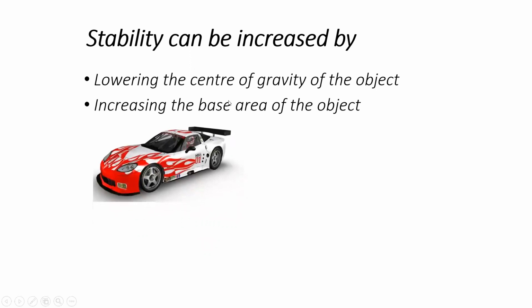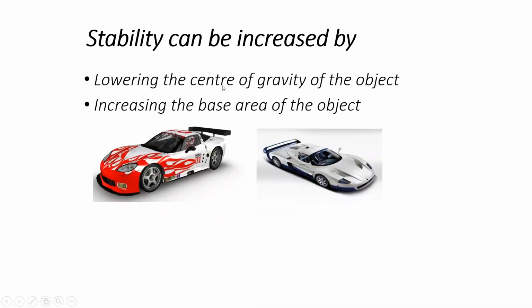And also we can increase the base area. That's why, like the Formula 1 cars or race cars, they are designed as low as possible. What is the reason why the Formula 1 car is designed as low as possible? So that they will have a lower center of gravity, so the car or the bus will not topple when it is taking a sharp turn. Is it clear? The relation between the stability and center of gravity as well as the base area.